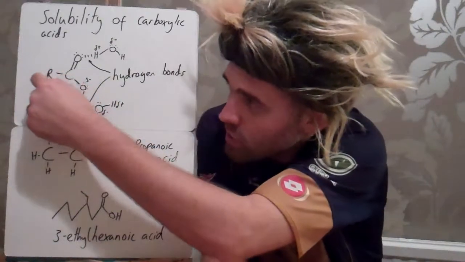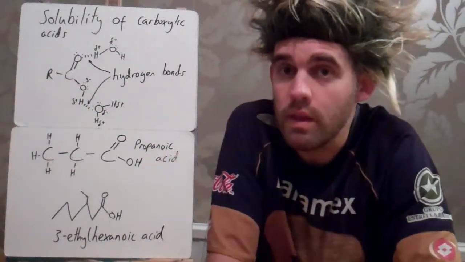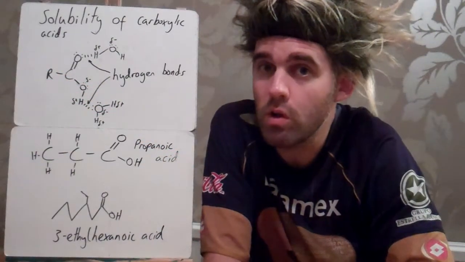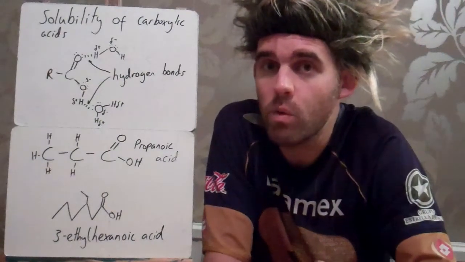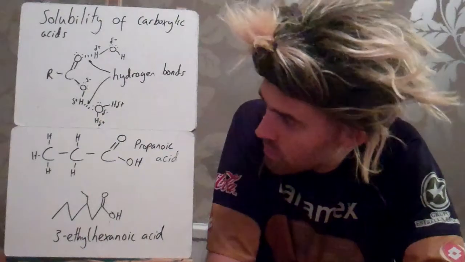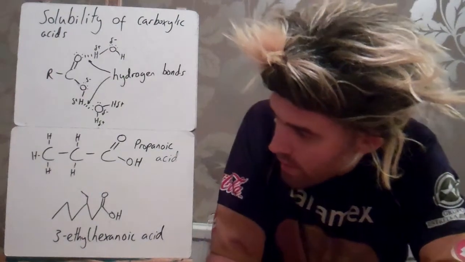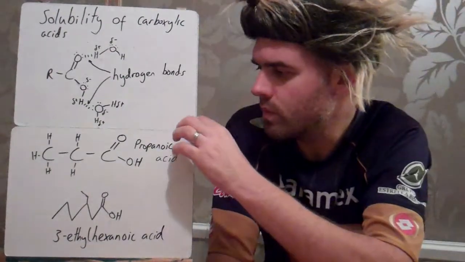As the chain gets longer, the carboxylic acids get less soluble because there's less hydrogen bonding occurring for the weight of the molecule. Propanoic acid, already.